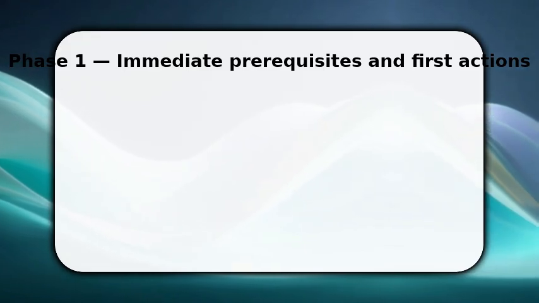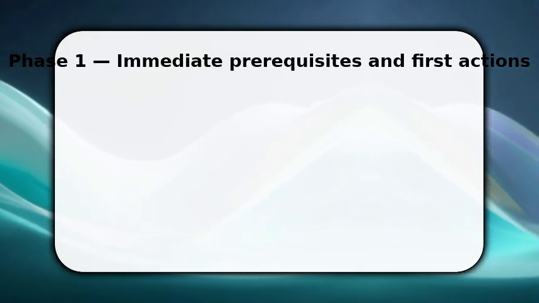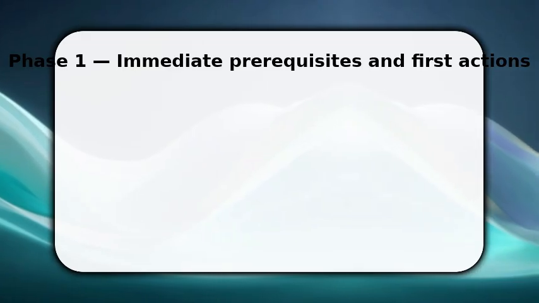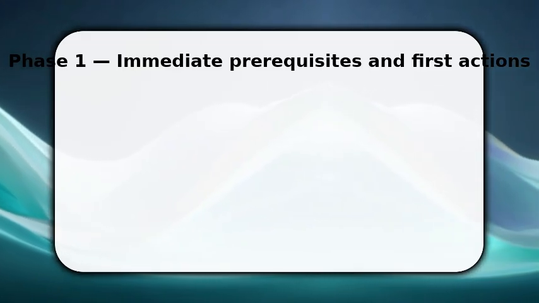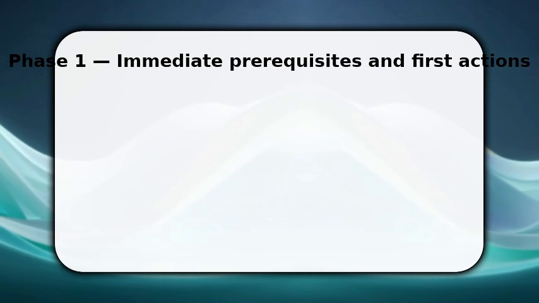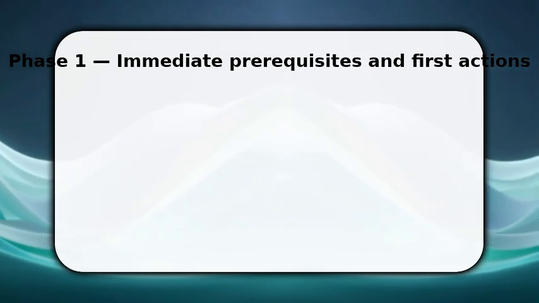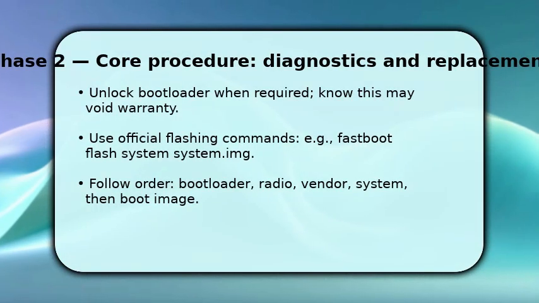Once done, place the device in the required boot mode, fastboot or recovery, so the PC recognizes it. This immediate step gets you into the toolchain and prevents wasted time later. You will now perform the flashing sequence.